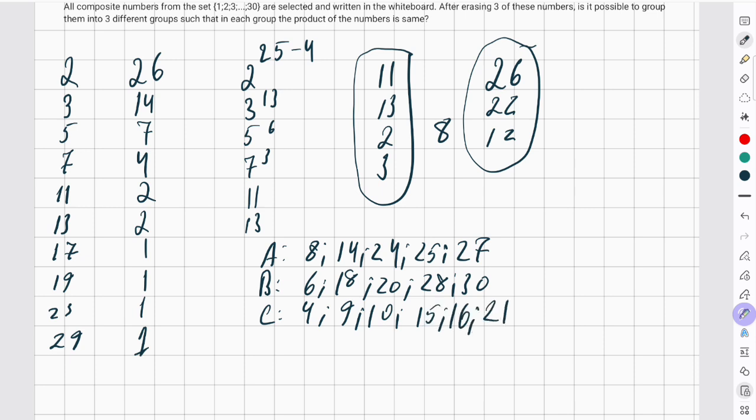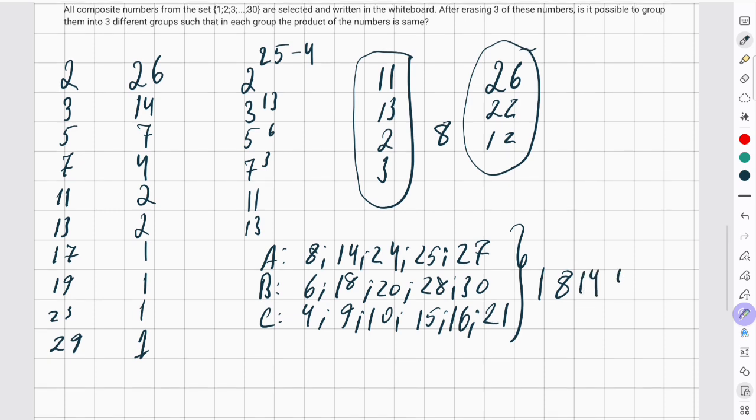You can multiply these numbers by yourself, and I also did it. In the end, in all of these 3 groups we will get the same number, 1,814,400. So we proved that yes, there are 3 composite numbers that we can erase, and with the remaining composite numbers, we can create 3 groups such that the product in each group is the same.